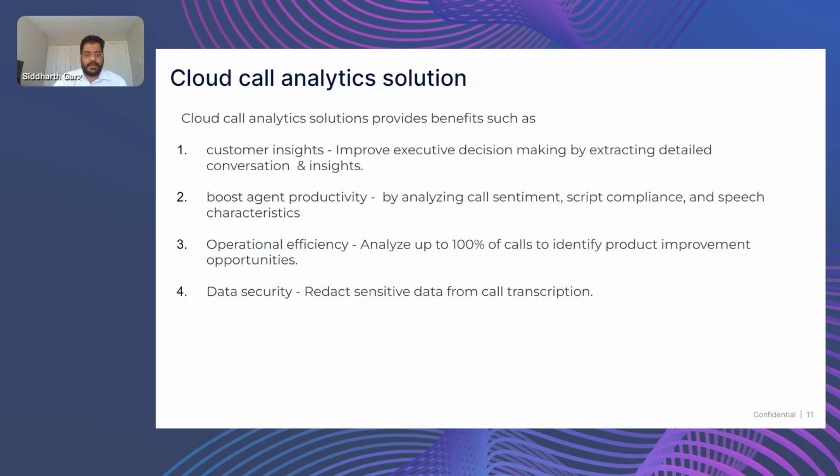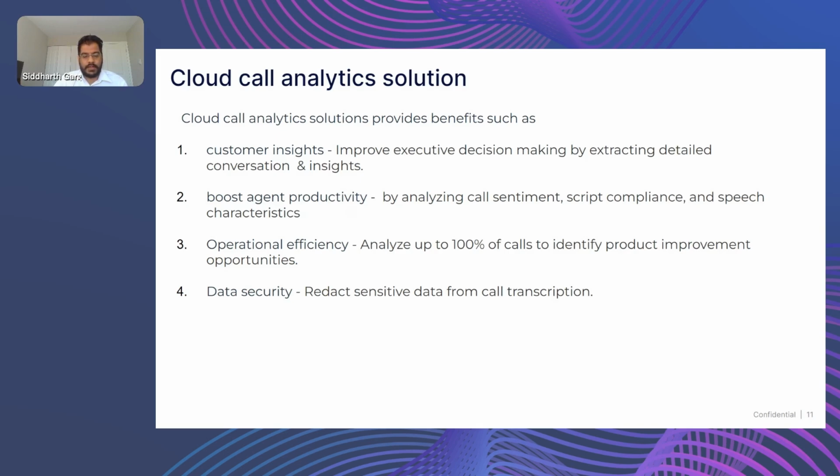Some of the benefits of cloud call analytics solutions, which are off-the-shelf data products: you get better customer insights, and improve decision making by extracting detailed conversation insights. You boost agent productivity by analyzing call sentiment, script compliance, and speech characteristics. For operational efficiency, you can analyze up to 100% of calls to identify product improvements.